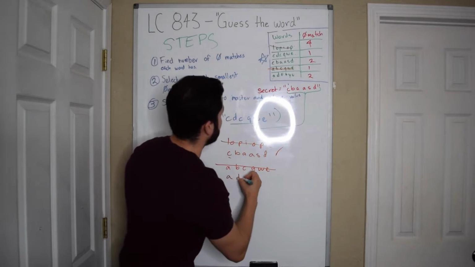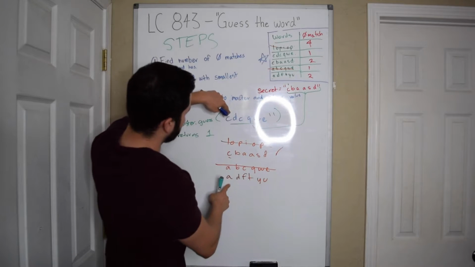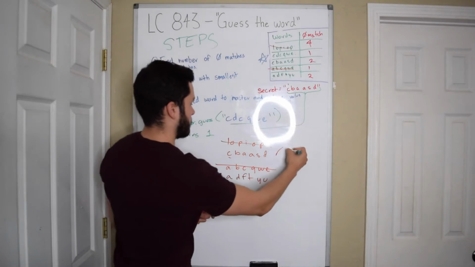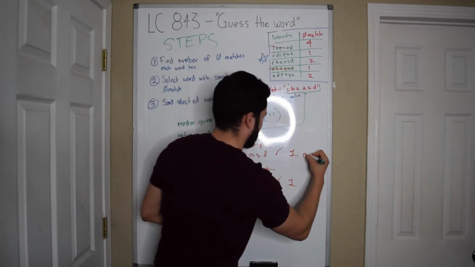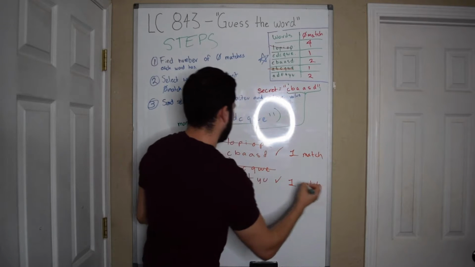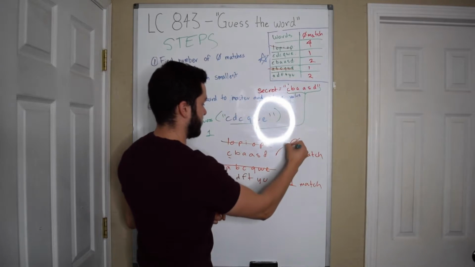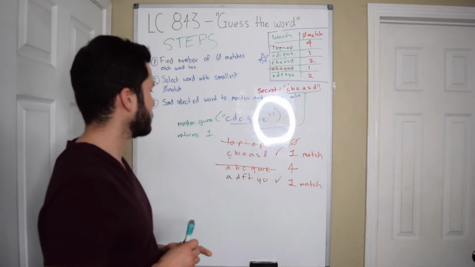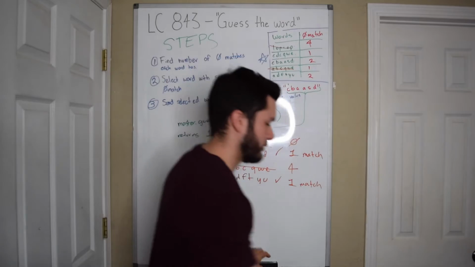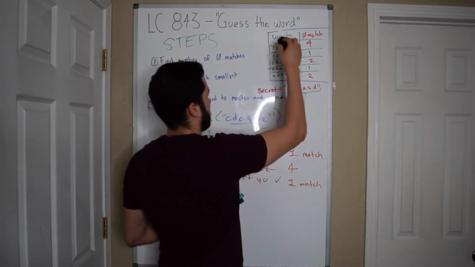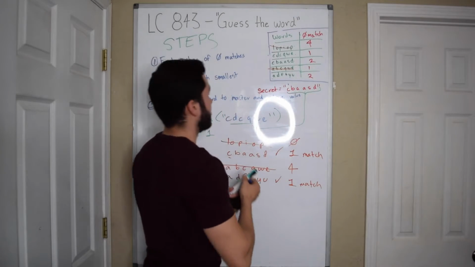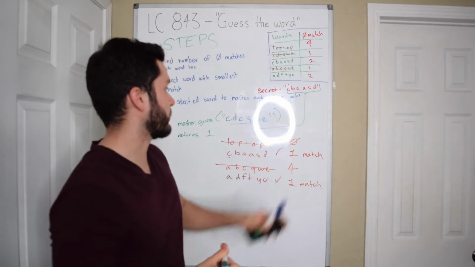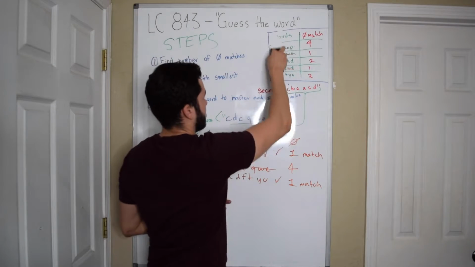And finally, A, D, F, T, Y, U. No, yes, 1, 1, 1, 1, 1. So it only has one match, and this one has 0 matches, and this one has 4 matches. So we're only left with these 2 options. So now the next step is that our list is gonna be reduced a whole lot more. Oh, and also I want to mention that this word obviously gets eliminated because, as we saw, it's not the correct secret word. So all these are gonna get eliminated again.